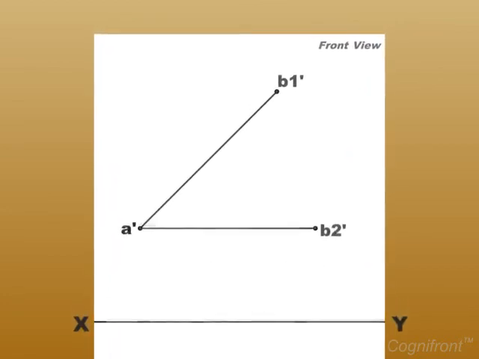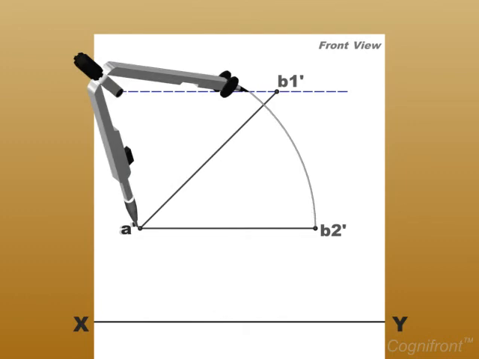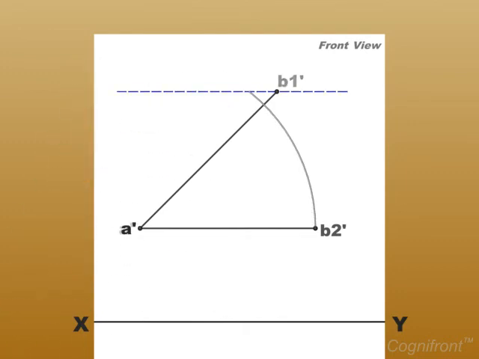A'B2' to the final position, draw the locus of the endpoint B in front and top views. Locus of the point B' is a line passing through B1' and parallel to XY. With A' as center and A'B2' as radius, draw an arc cutting the locus line of B1' at B'. The line A'B' is the required front view of the given line.